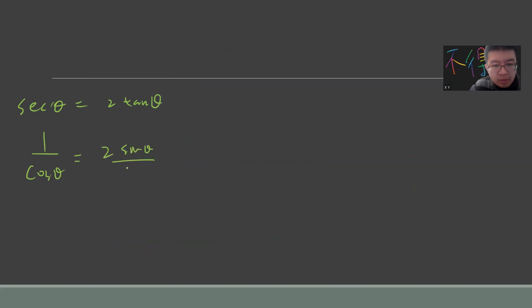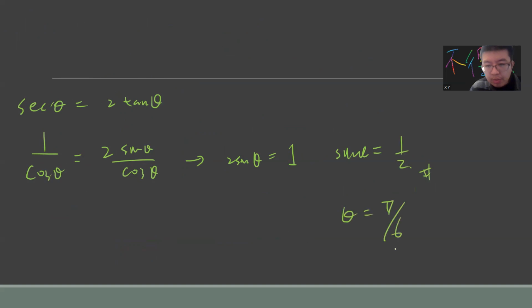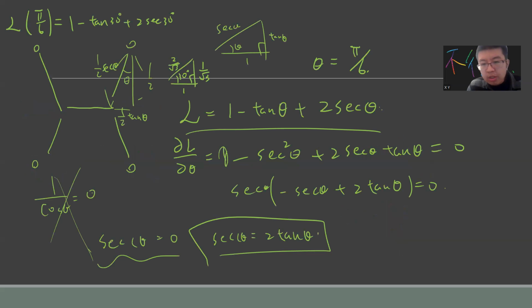So we have secant equals 2 tangent, so 1 divided by cosine equals 2 sine theta divided by cosine. So we get 2 sine theta equals 1, so sine theta equals half. So theta is pi divided by 6. Then you can compute the second derivative and prove this is a minimum, so it should be greater than 0.